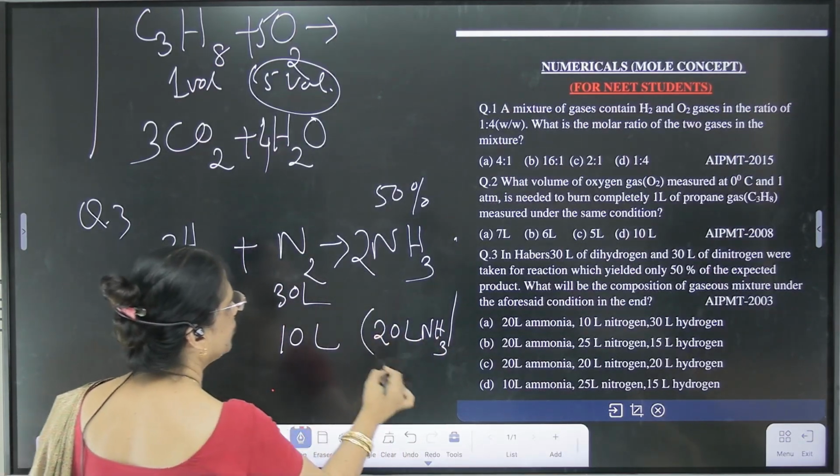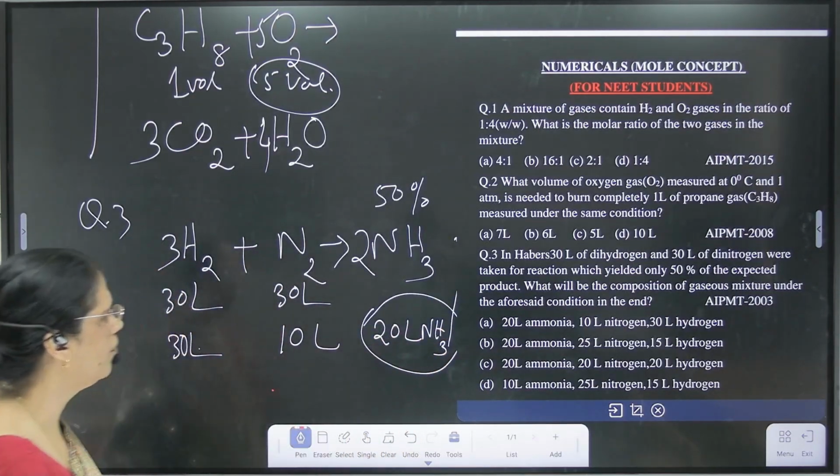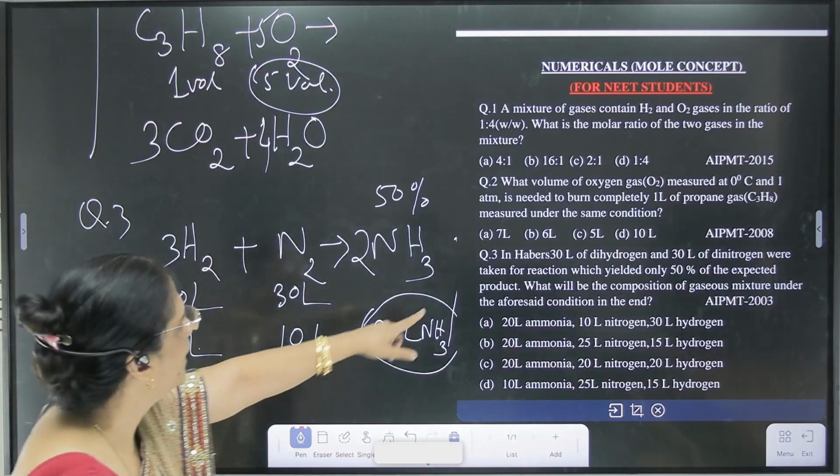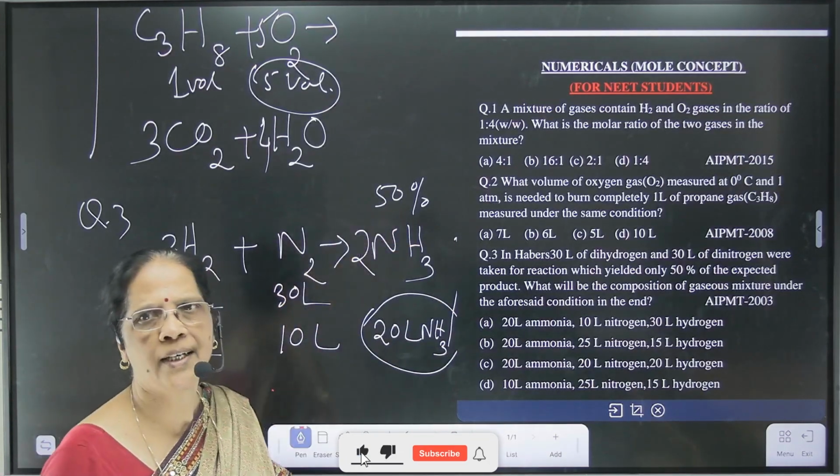Now, the question is 20 liter of ammonia, provided you are getting 100% product in this condition. But here it is mentioned that you are getting only 50% of the product.